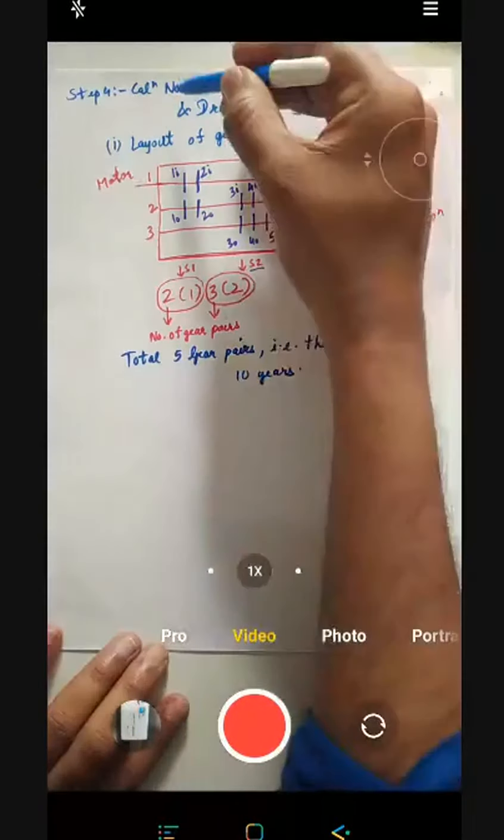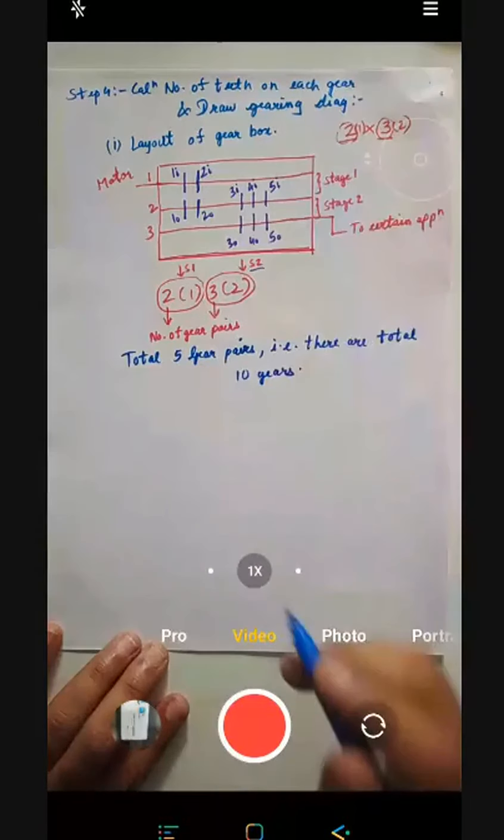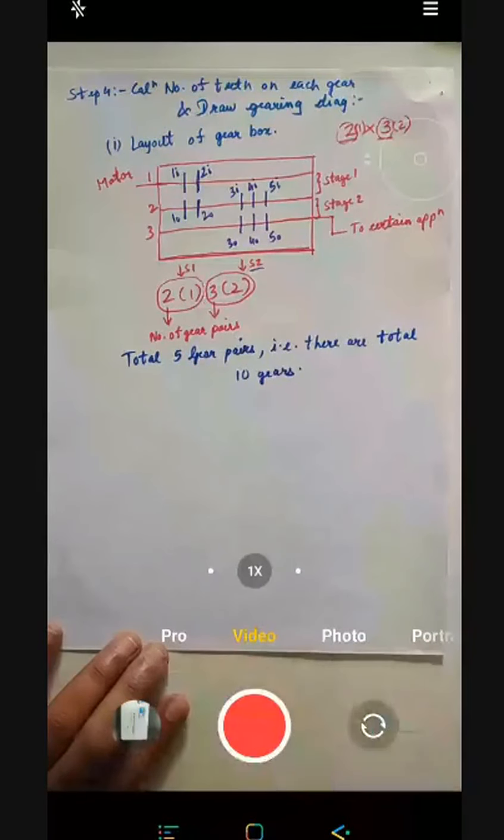So we have to calculate the number of teeth for all these 10 gears.